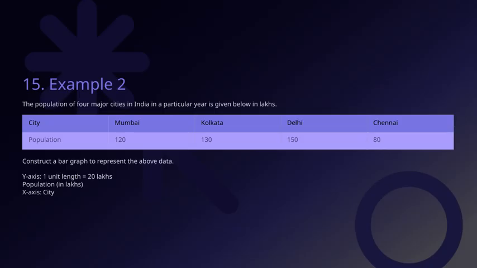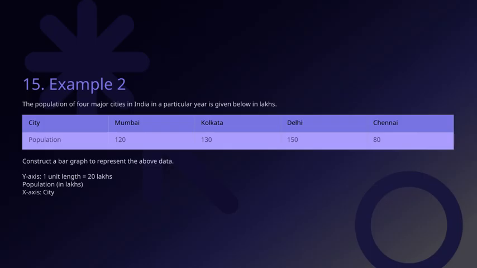This kind of data is perfect for visual representation through a bar graph, which makes it easier to compare the populations at a glance. The instructions specify that the y-axis represents population in units, where each unit equals 20 lakhs. So, when you draw the bar graph, each bar's height should correspond to the population of each city scaled appropriately according to this unit.